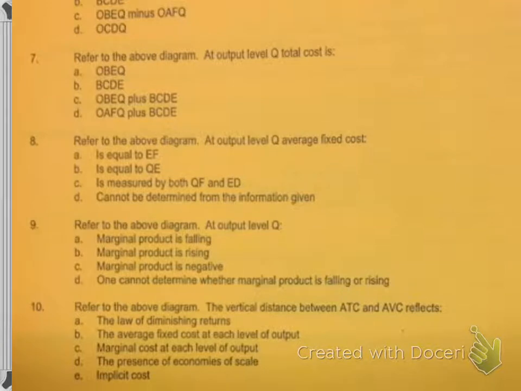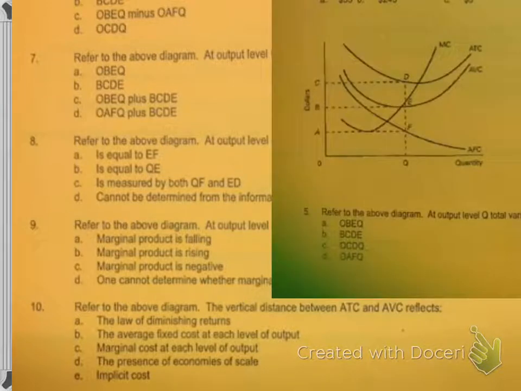All right, on to number 10. So when we're doing number 10, it's asking us about the vertical distance between average total cost and average variable cost. So the vertical distance between these two is really the amount of your average fixed cost. So this is just a funky way of asking you what the average fixed cost is. So average fixed cost at each level of output is the vertical distance between ATC and AVC.